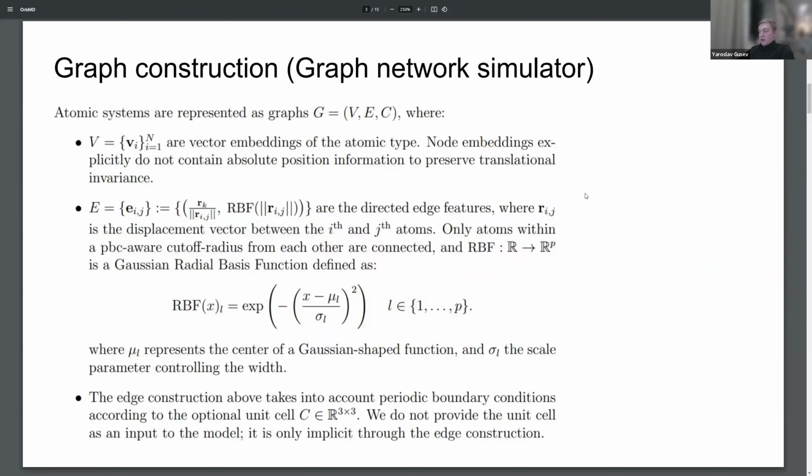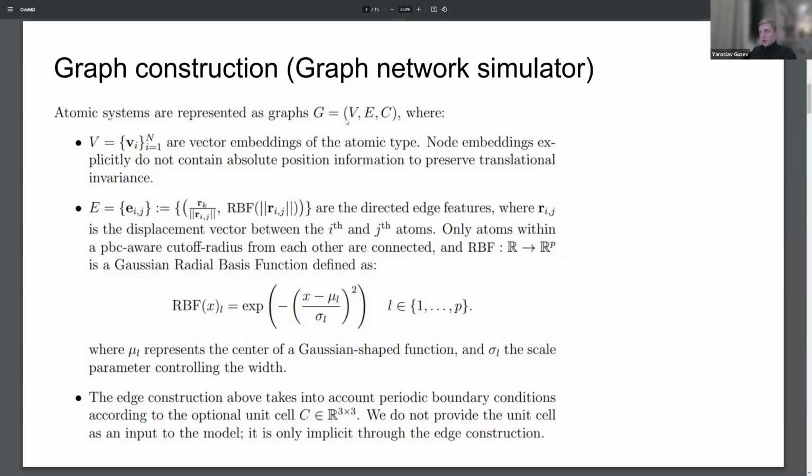So let's dive into the details of the particular method, ORP. Basically it's based on the graph network simulator, an architecture that was first presented in another paper, also for modeling physical systems, also for molecular dynamics. And here the construction proceeds as follows.